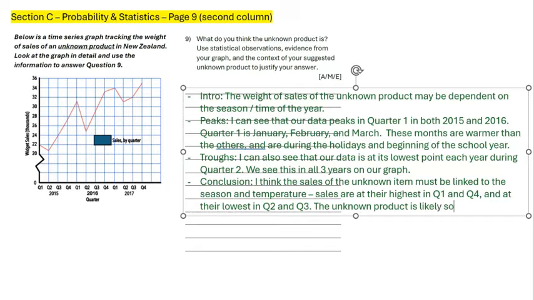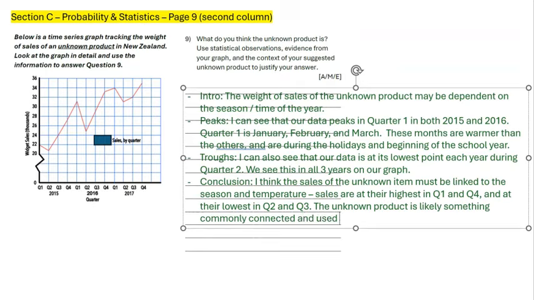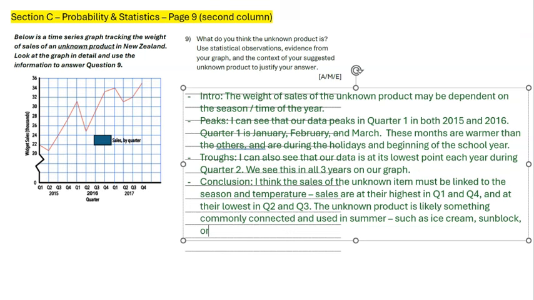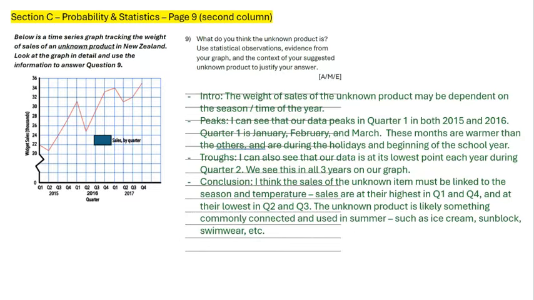is likely something commonly connected and used in summer, such as, I'm going with ice cream. Sunblock might be a good one. Or maybe swimwear, something like that. Or sunwear, swimwear, etc. So I think those are some really good suggestions, and they match the seasonality, the important part of that graph that I'm trying to demonstrate there.